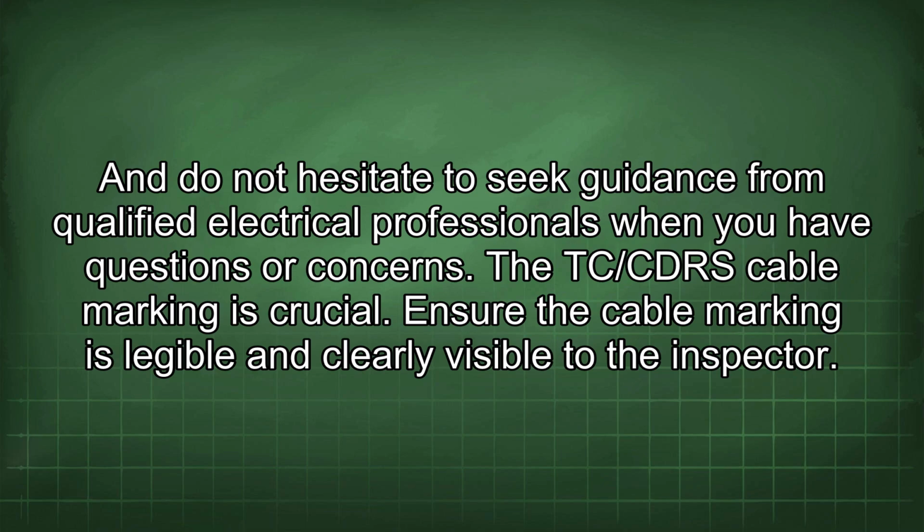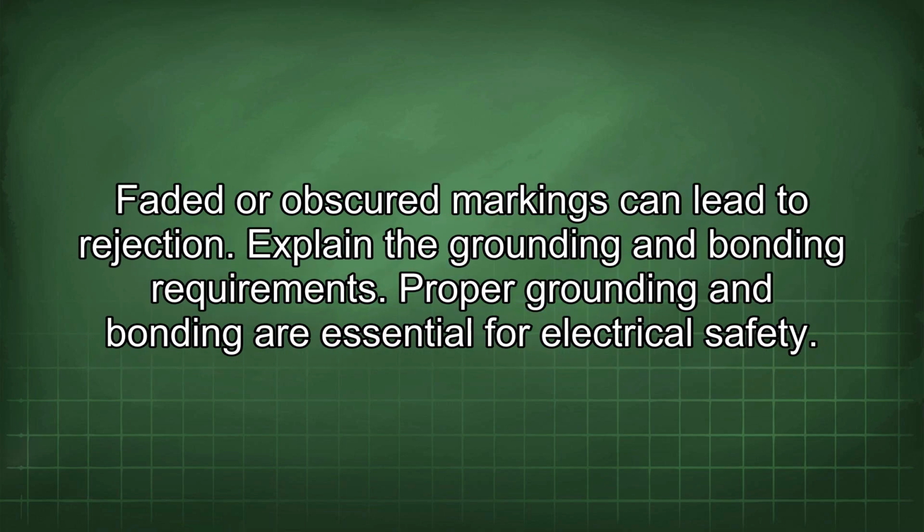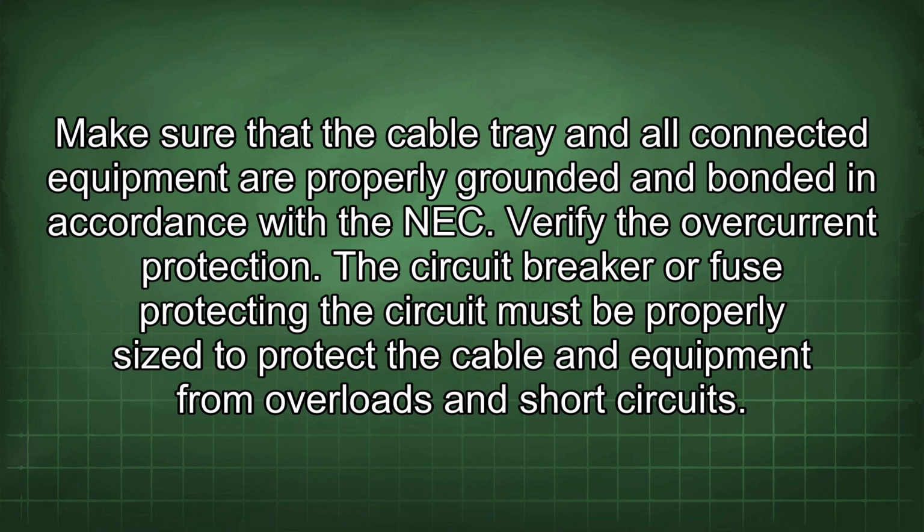The TC/CDRS cable marking is crucial. Ensure the cable marking is legible and clearly visible to the inspector. Faded or obscured markings can lead to rejection. Explain the grounding and bonding requirements. Proper grounding and bonding are essential for electrical safety. Make sure that the cable tray and all connected equipment are properly grounded and bonded in accordance with the NEC.